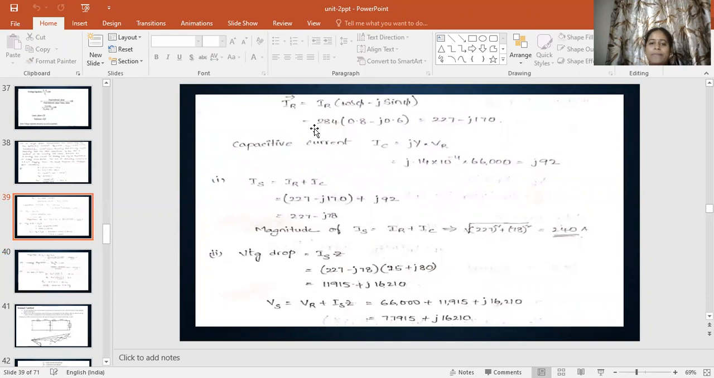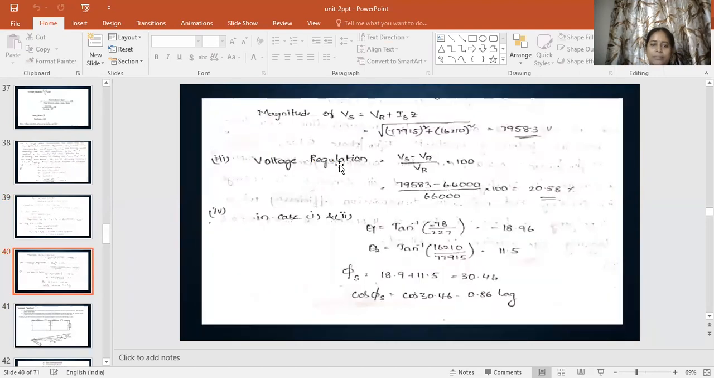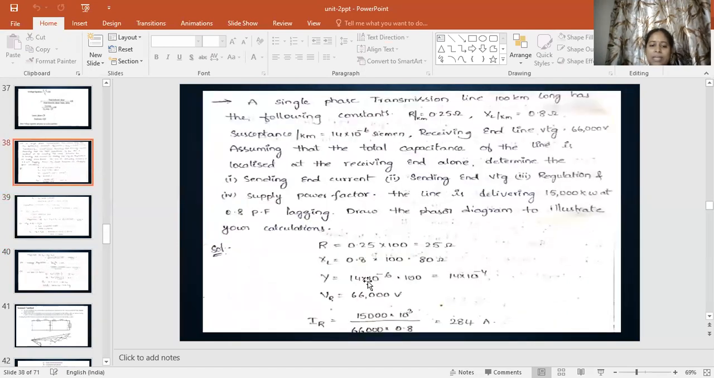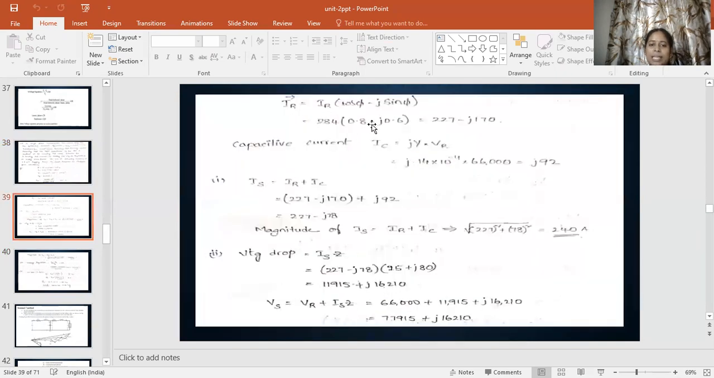Firstly, for calculating Vs, we need the Is value. In the formula, Vs equal to Vr plus Is into Z, we can find the value of Is, and for finding the Is value, we can find out the IR value. IR value here we can find out in the regular method, at an angle of power factor, at an angle minus phi r. So that can be calculated in the magnitude form.